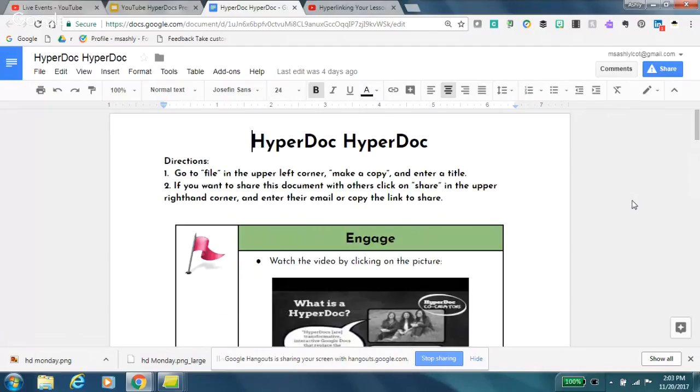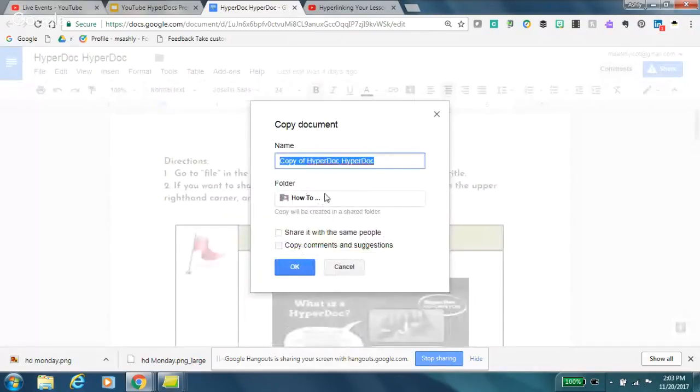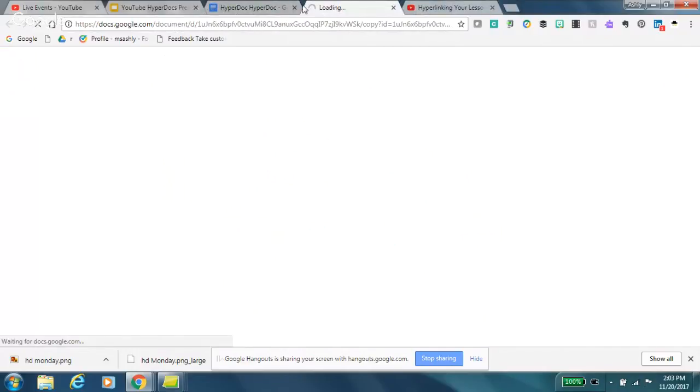So this is what a HyperDoc might look like. Now this is done on a Google document. They're often done on Google Slides as well. But the first thing is you have to make sure when you first open it, you follow the directions. And a lot of times that means you need to make the directions yourself. But you need to go to File and make a copy, because if you don't do that, you can't edit the HyperDoc itself. So you wouldn't be able to type on it, which kind of loses the point of it. So from there, you just click on OK.